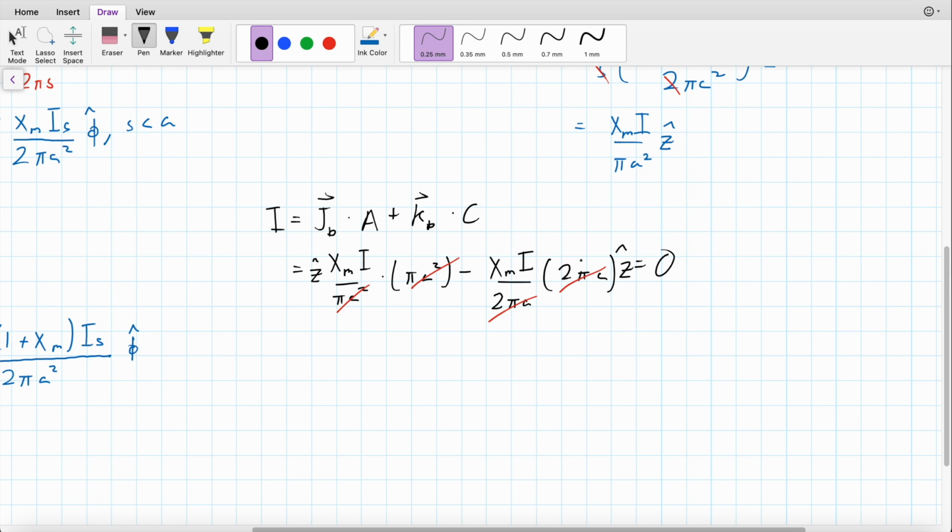Okay, and the reason why it's 0 has to do with the conservation of electrical charge, so the sum of this has to equal 0 in order to maintain that.